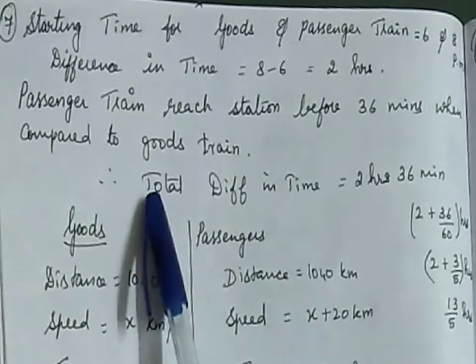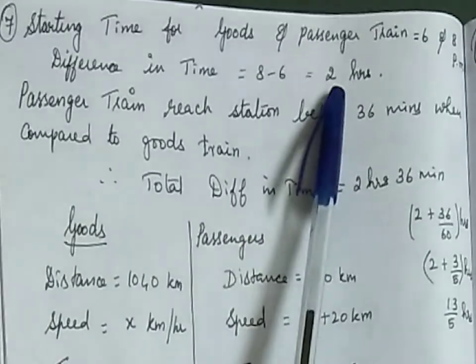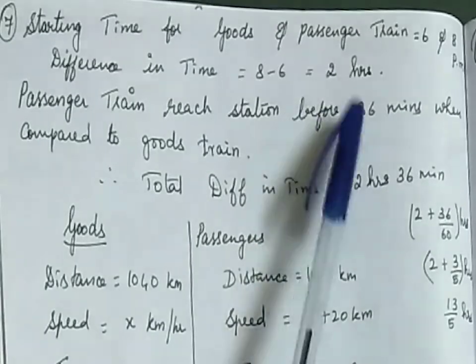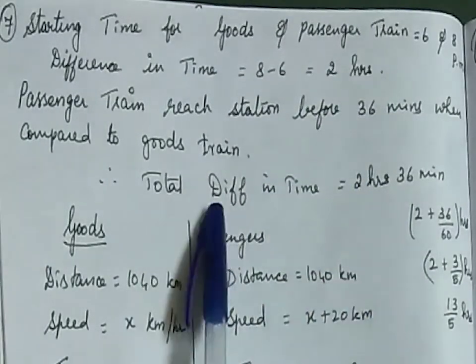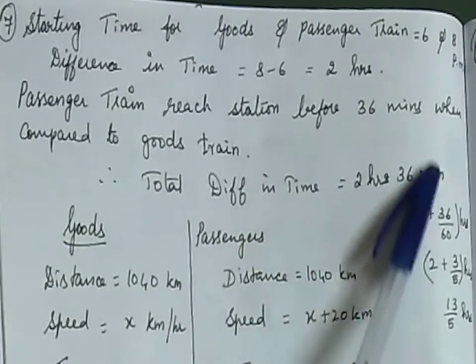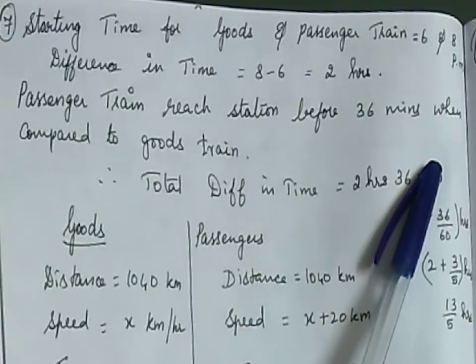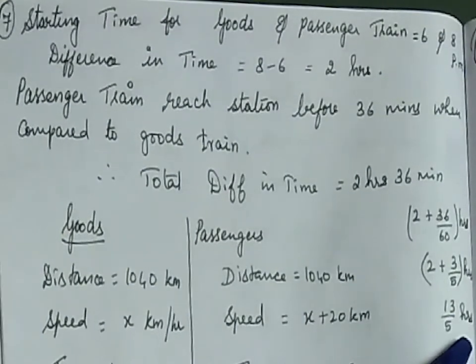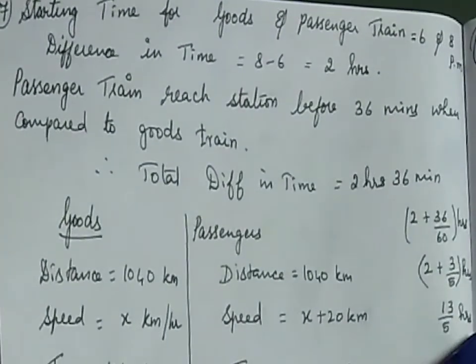So what is the total difference in time? Here 2 hours and here 36 minutes. So 2 hours 36 minutes. Convert this 2 hours 36 minutes into hours. You will get 13 upon 5 hours.